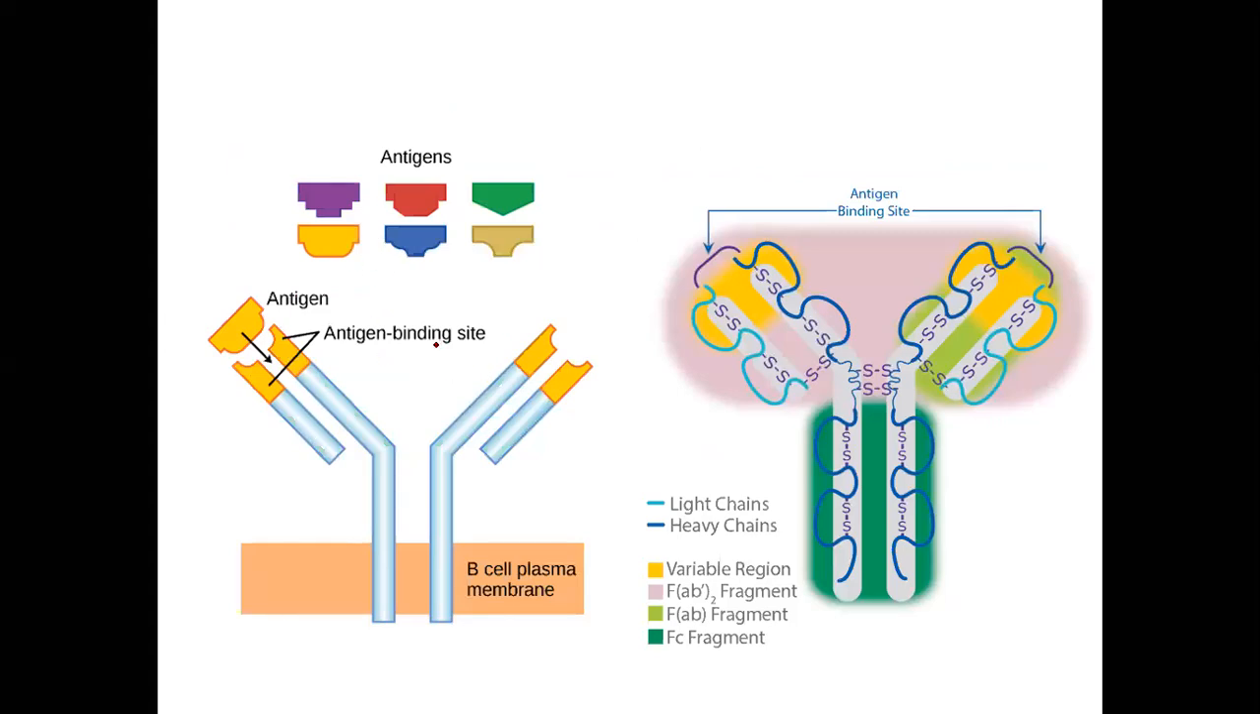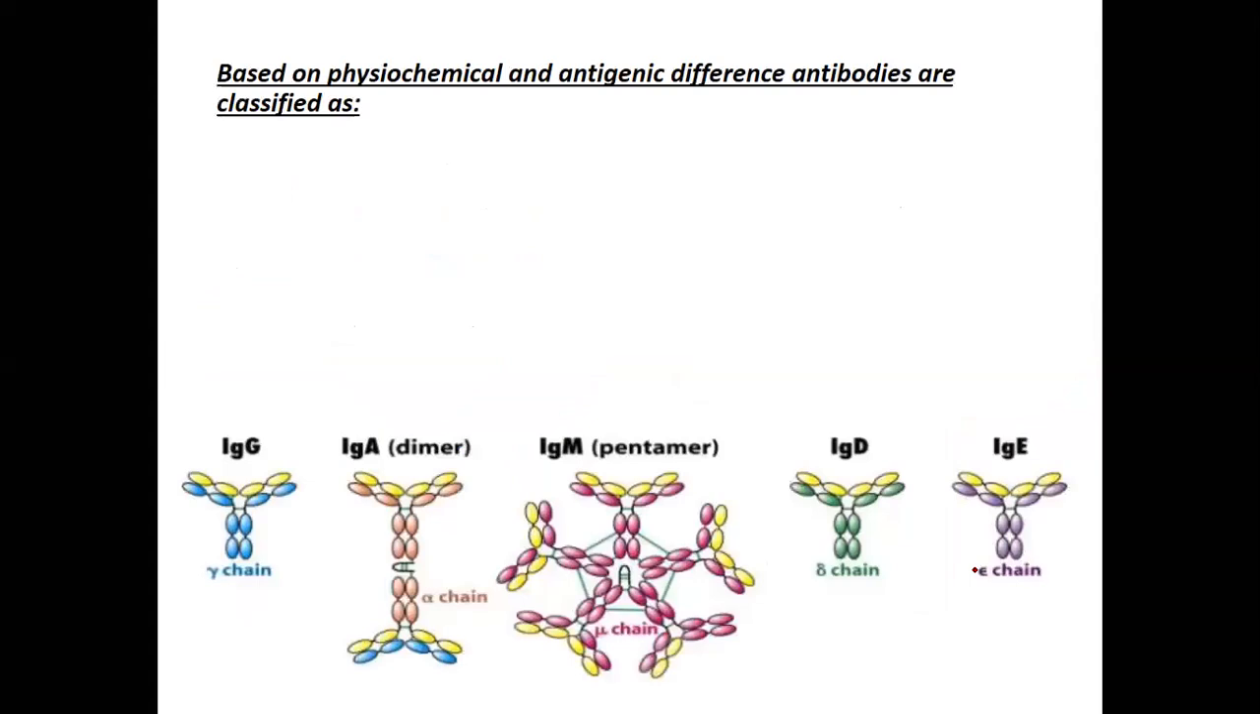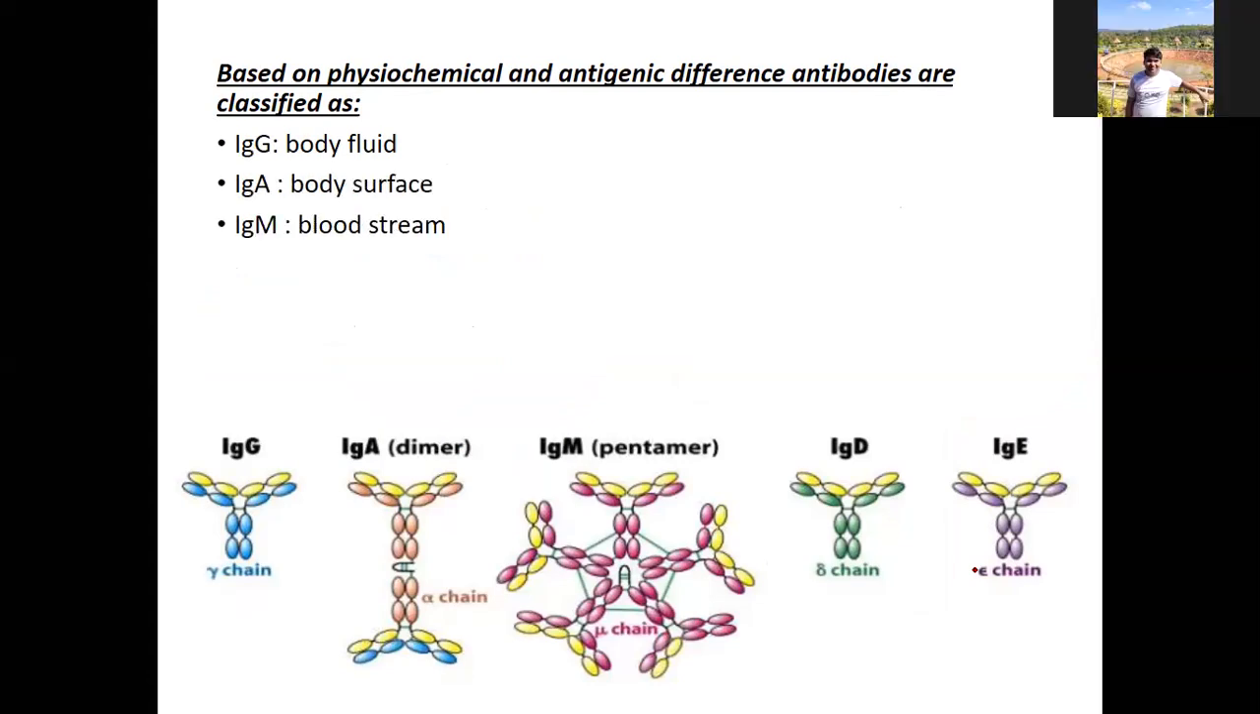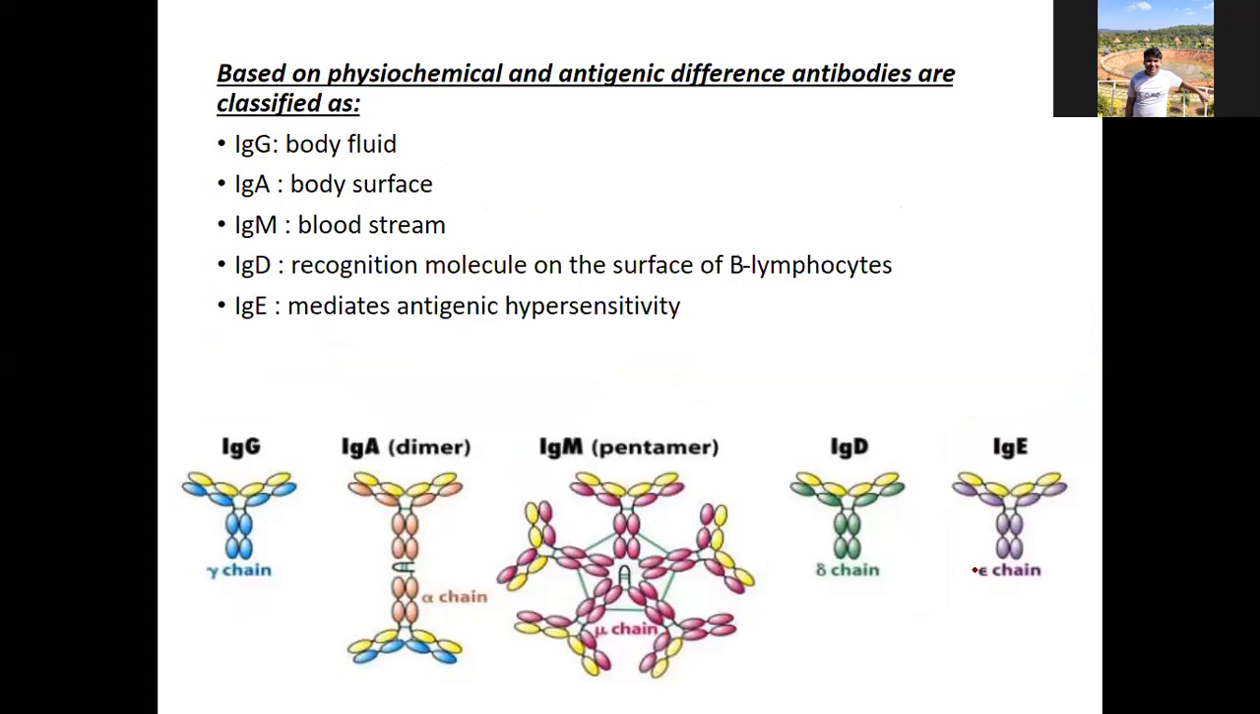have the heavy chains and the light chains, and there is a specific site at which the antigen binds, called the antigen binding site. This is the basic skeletal structure of any immunoglobulin. Based upon their physicochemical differences, they are of almost five types. As you can see on the presentation, they could be IgG, IgA, IgM, IgD, followed by IgE.